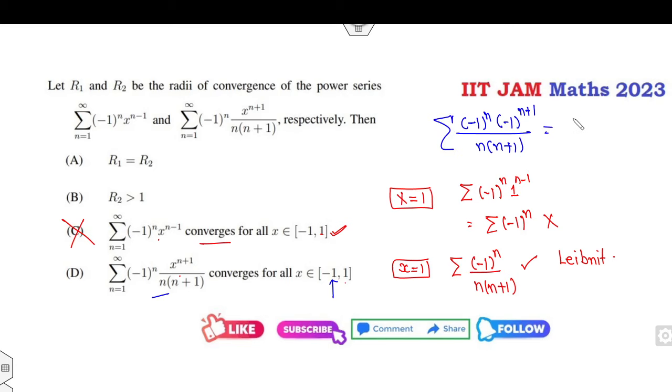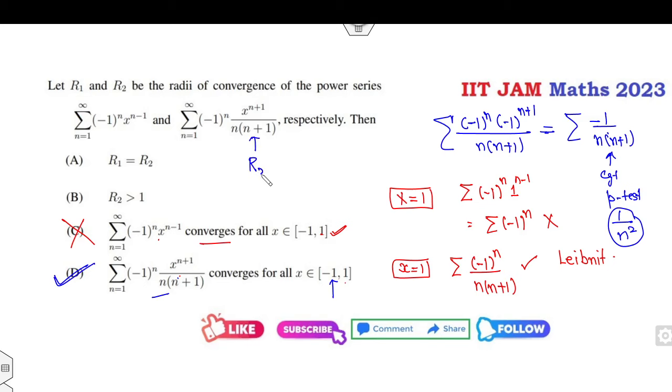So this series is nothing but (-1)^n over n(n+1). Clearly, this series is convergent by the p-test or by the limit comparison test, since I can compare it with 1 over n squared. So yes, this series is convergent. Once this is convergent, what is the radius of convergence of this series?